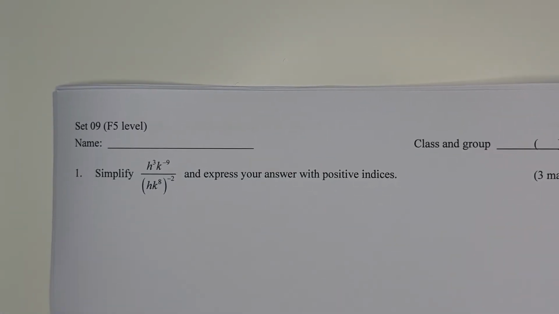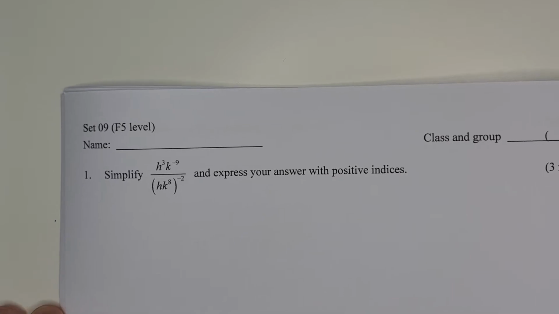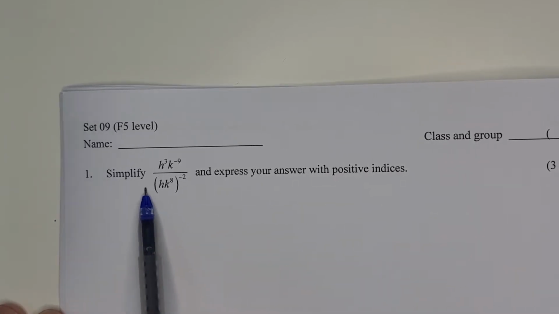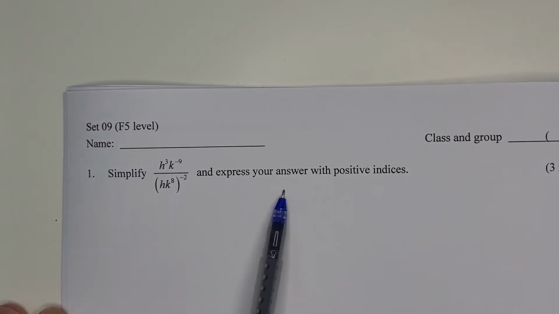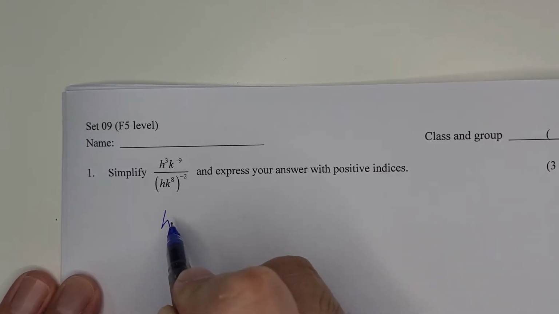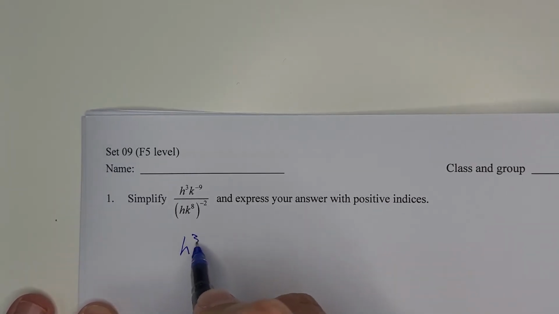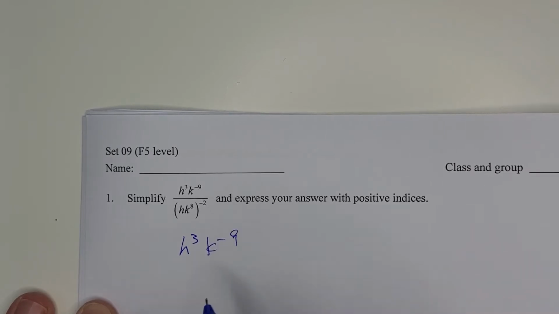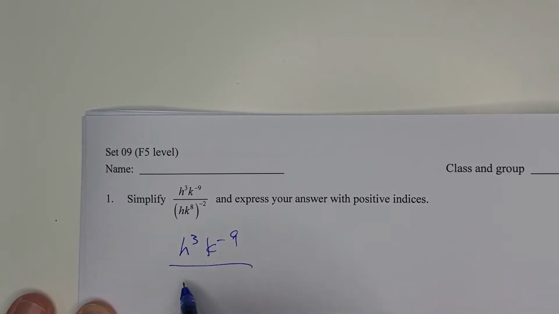Okay, let's talk about the solution of this paper. For question number 1, you need to simplify this expression and express your answer with positive indices. So the first step you should do is, okay, h cubed k to the power negative 9 over hk to the power 8 to the power negative 2.